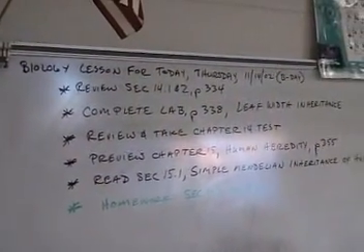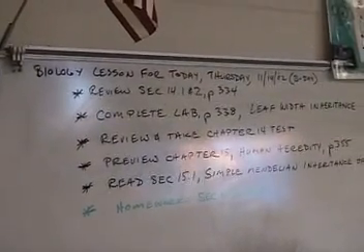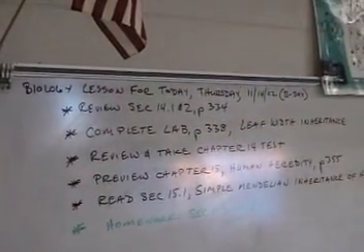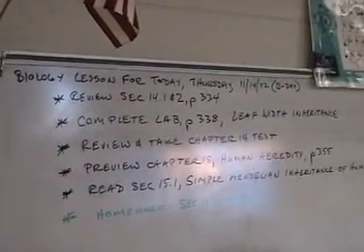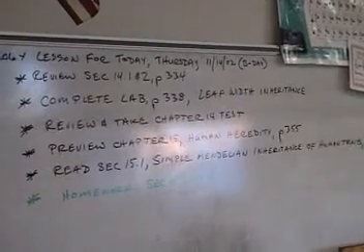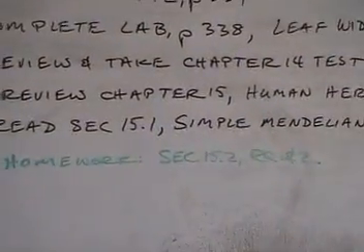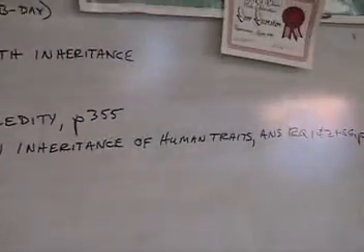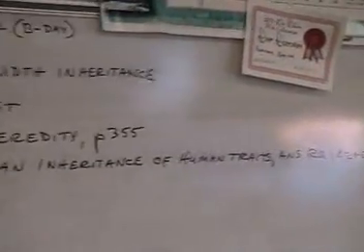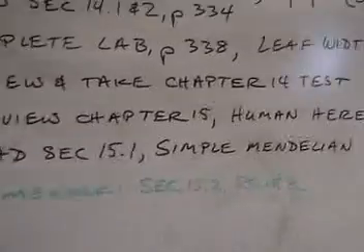I give them an agenda ahead of time, and I just walk them right through it. I say, biology lesson for today, Thursday, 14th B day. We're going to review 14.1 and 2. We're going to complete a lab on leaf width inheritance. We're going to review and take chapter 14 tests. We're going to preview chapter 15, human heredity, and we're going to read 15.1, simple Mendelian inheritance of human traits. Review question study guide with a little homework. Not much homework. All right, well, now I have them come in.